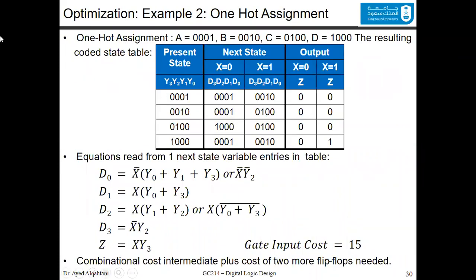Now we have this example using one-hot assignment. If you have 4 states, A, B, C, and D, and you want to assign them codes, A being 1000, B being 0100, C being 0010, and D being 0001. That's the same example that we had before, but now we have 4 bits for each state. The present state has Y0 to Y3. The next state has D0 to D3.